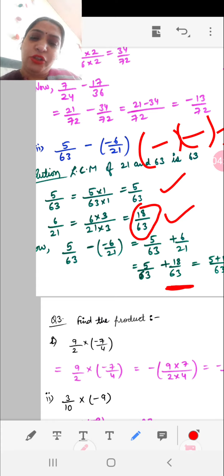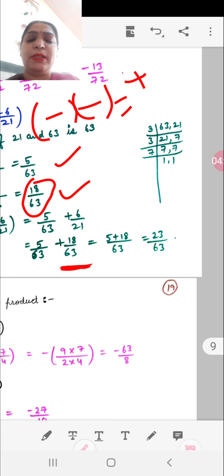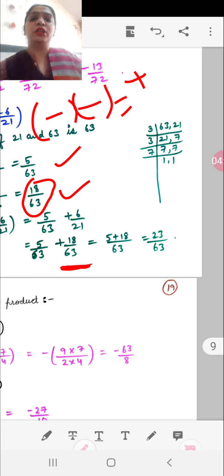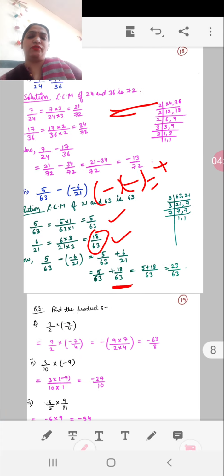Now add the numerators. Denominator is same here. 63 is same. So we have to add 5 plus 18 upon 63. So 5 plus 18 is 23. 23 upon 63. That is the answer of this question.